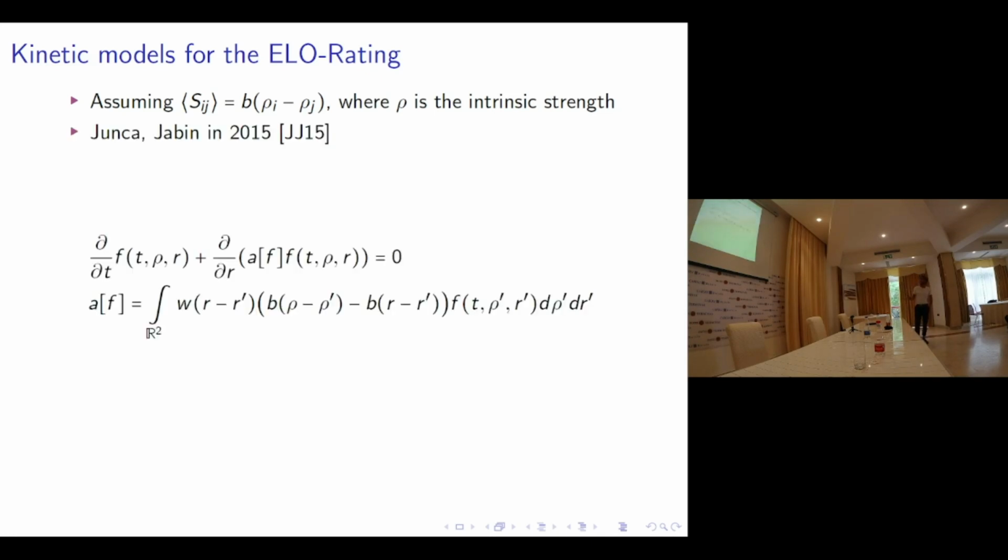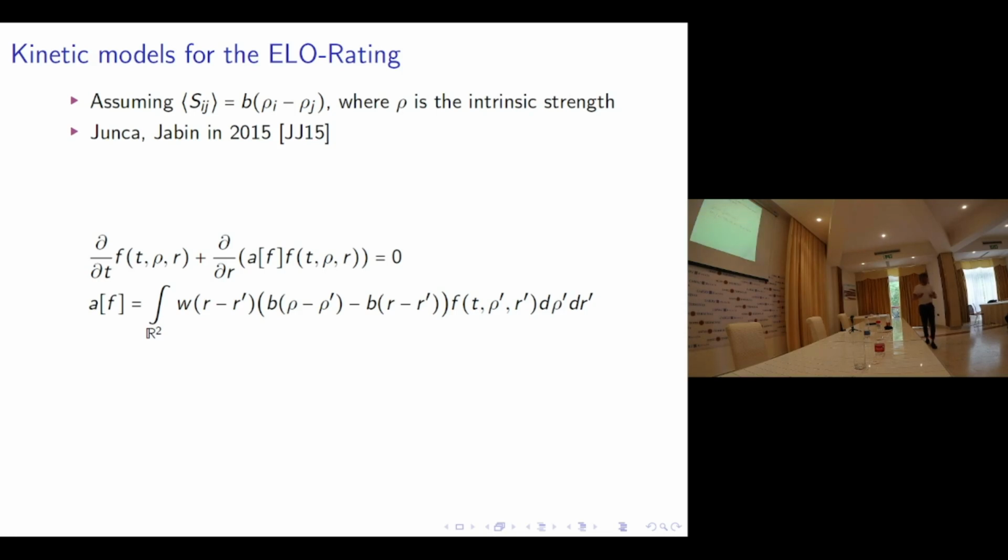And then we have a very nice paper from Junca and Jabin in 2015. They derived a kinetic model. I won't tell you how. It was done very classically, and it is a conservation law where you see the density at time t, strength rho, and rating r. And you see we only have transport in the rating.